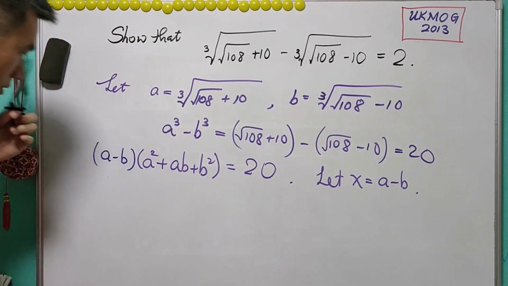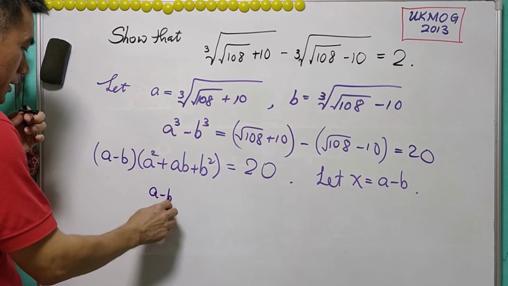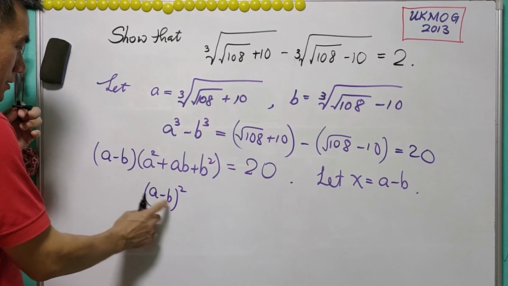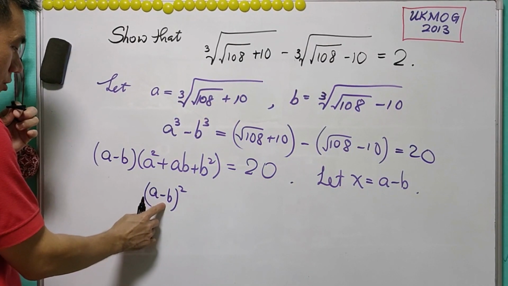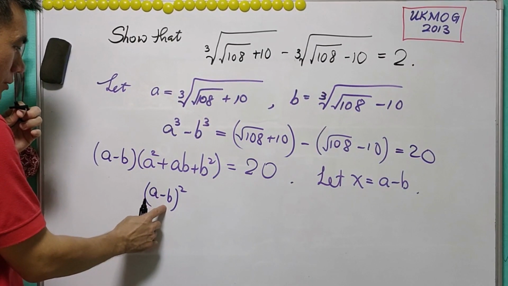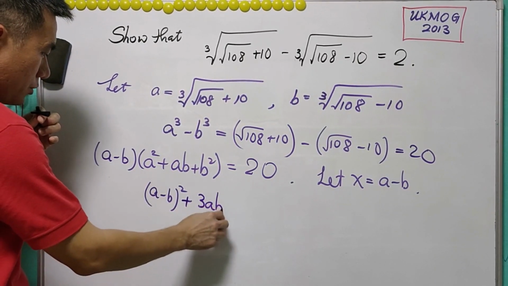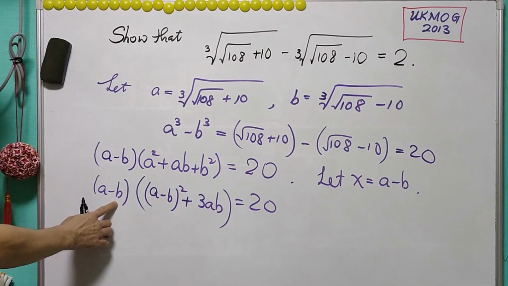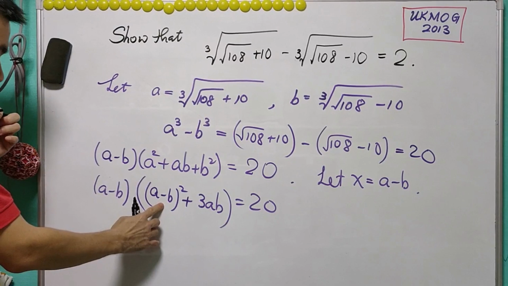A squared plus B squared can be obtained from (A minus B) squared. After you expand it, it will be A squared plus B squared, but there is an additional minus 2AB. So we need to add 3AB in order to have this term. A minus B is equal to x, so this is x, and this is x squared.